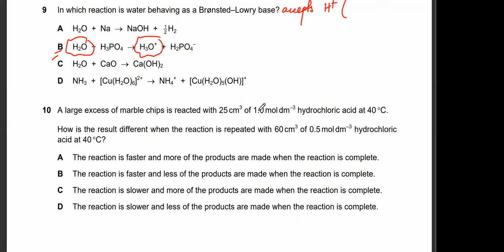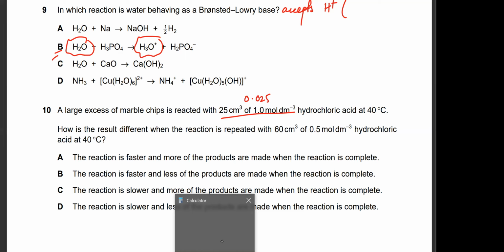अच्छा, a large excess of marble chips is reacted with the hydrochloric acid. So, पहले तो moles वैसे निकाल लो, क्या होगा ये? 25 into 1 divided by 1000, what do you get? कितना बनता 25 into 1 divided by? Yeah, simply 25 divided by 1000. 0.025. So, ठीक है, 0.025 moles आ गए.